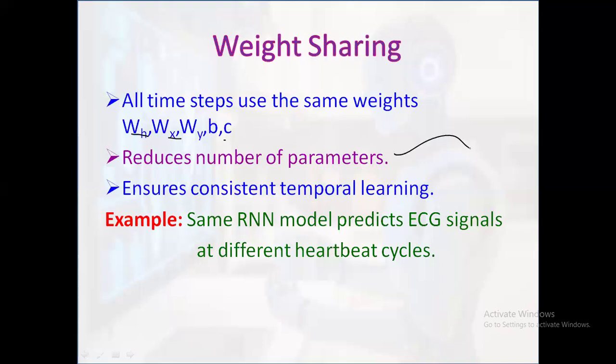That means weight sharing significantly reduces the total number of parameters, making the model efficient and less prone to overfitting. And it ensures consistency across sequences. That means using the same parameters ensures that the same temporal patterns are learned regardless of the sequence. The example is the same RNN model predicting the ECG signal at different heartbeat cycles.